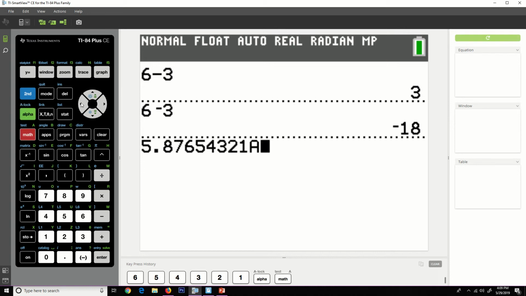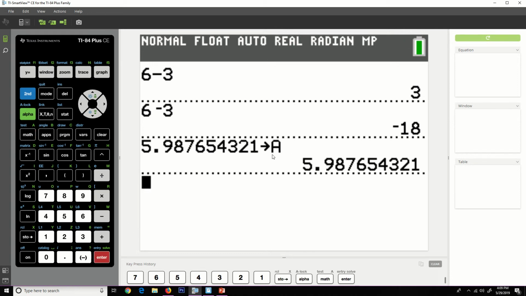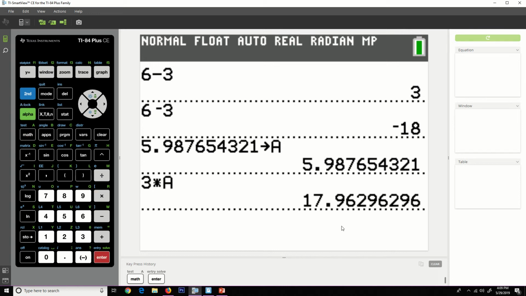If I hit math, oops, I want to store it first. So 5.987654321. I want to store that, so I hit the store key, and then I hit the alpha key and I hit the A key. So now when I hit enter, in A, anytime I use A, I'm going to type in all of those digits. So if I want to go 3 times whatever that number is, I can just go 3 times and then alpha A, and it's going to multiply by that value, and I'll get that number. And you can use it over and over and over again.